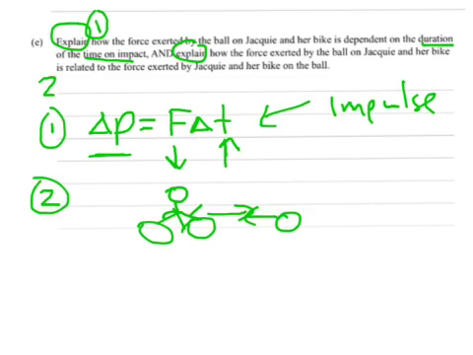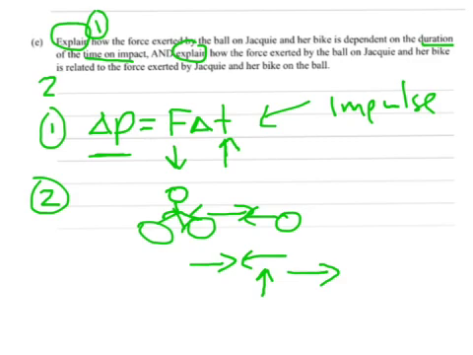And there has to be two forces kind of going on here. There's the force applied this way by Jackie and her bike onto the ball. As the ball compresses, there's the force applied in return. That force must be lower than the force applied by Jackie in order to get the ball to accelerate in the opposite direction.